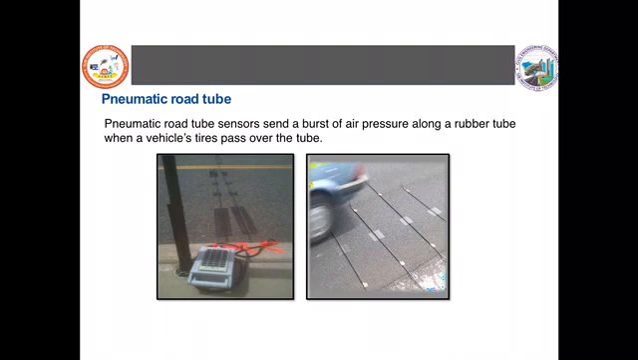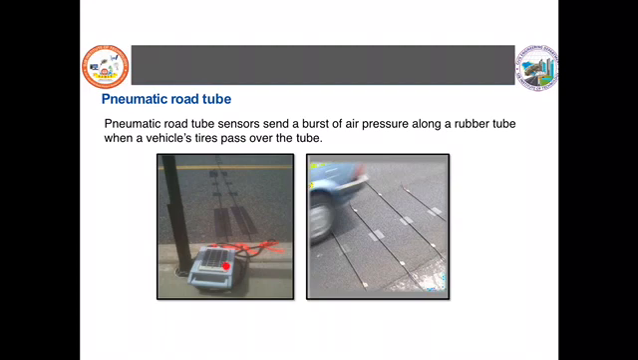In the place where you need the details about traffic volumes, pneumatic tubes are placed. What are these pneumatic tubes? They are small tubes, I hope you can see this. These tubes send a signal that is connected to the automatic counting machines.